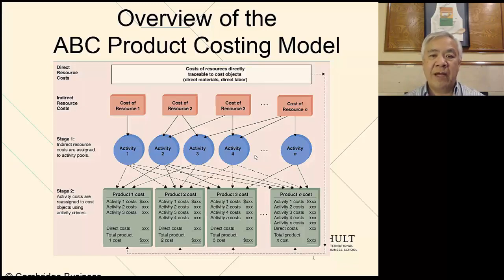And finally, we derive a rate. The rate is simply the cost of the activity divided by the total number of drivers that are anticipated. That gives us a dollar amount per unit of cost driver. We can use that rate for the final stage, stage two, where we allocate using those ABC rates to the products based on the amount of those respective activities consumed by those products. We'll do an example of this and you'll see how it works.